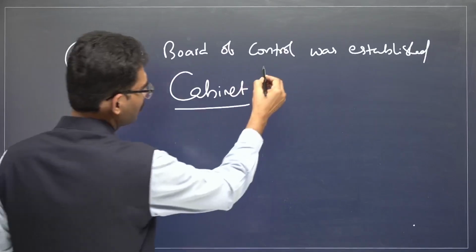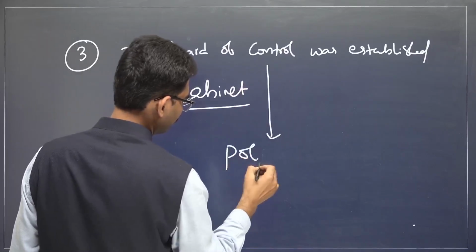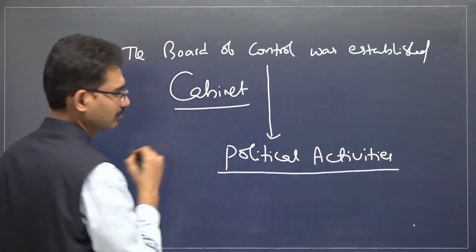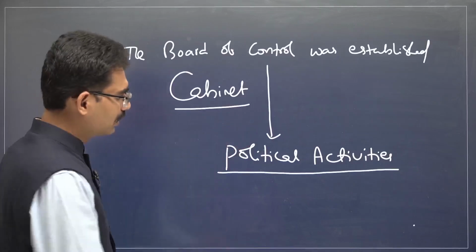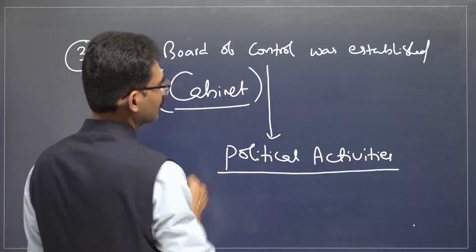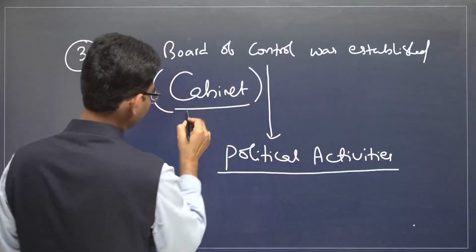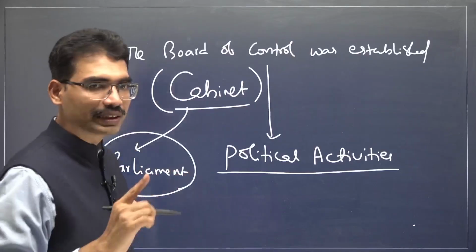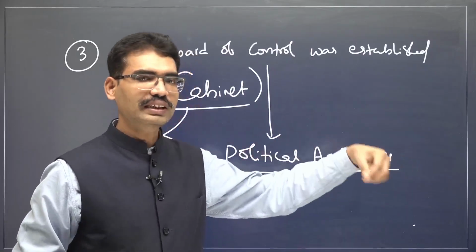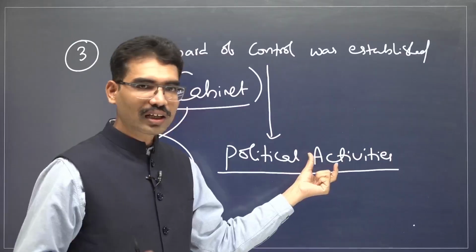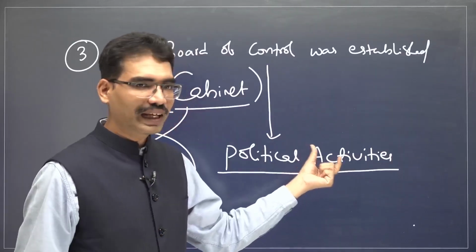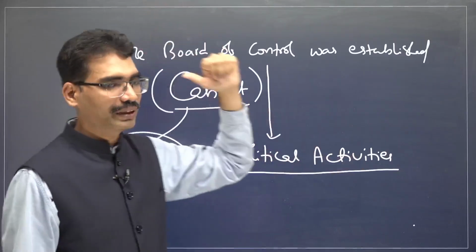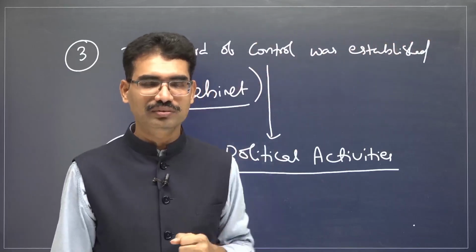What is the role? This Board of Control takes care of political activities. As a result, what happened? Board of Control, cabinet means the cabinet is responsible to parliament. In this way, whatever political activities happen in India must be reported to the Board of Control. That means they are reporting to the British cabinet, reporting to the British parliament, reporting to the crown.